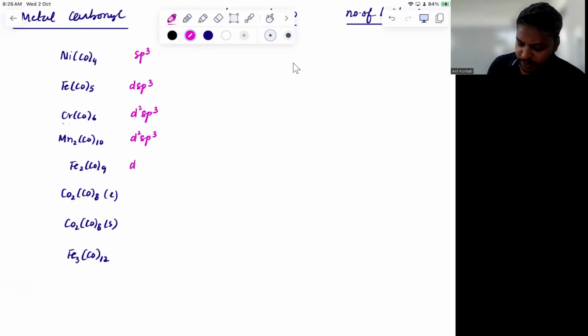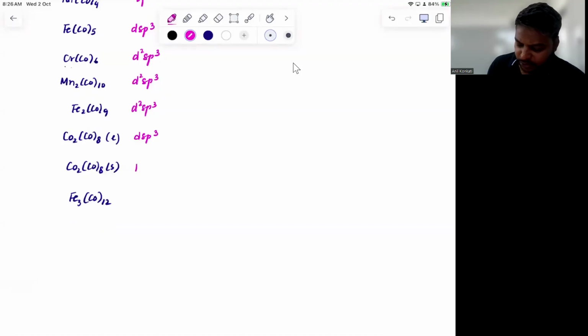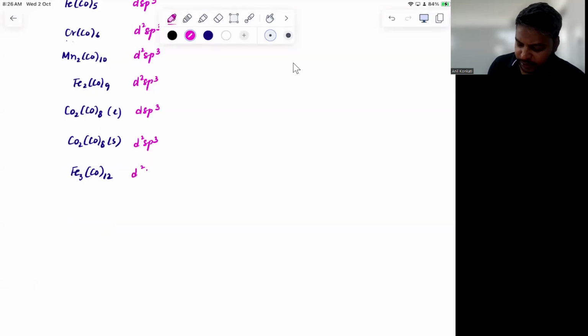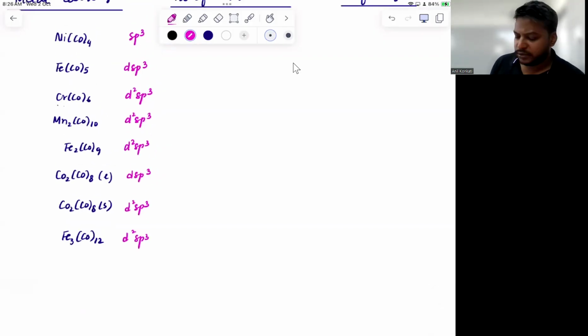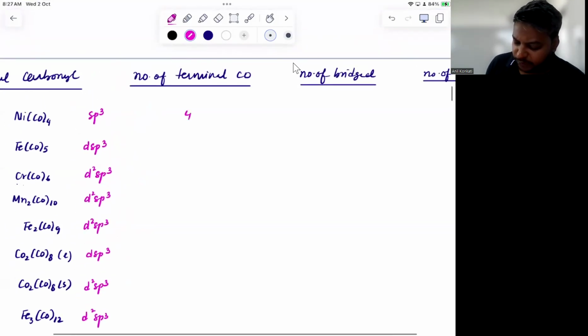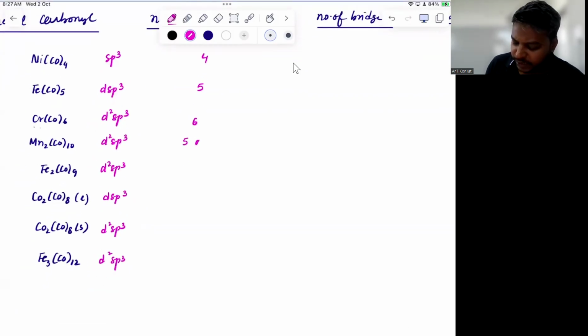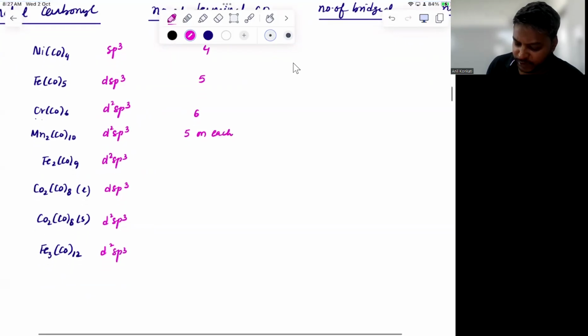Fe2(CO)9 will also have d2sp3, and this we will have dsp3 here, and in solid we will have d2sp3, and here we'll have d2sp3 again. Okay, I'll show you the structures also. So first let us understand this part. Now, number of terminal COs: there are 4 here, 5 here, 6 here, and 5 on each side. 4 on each side.